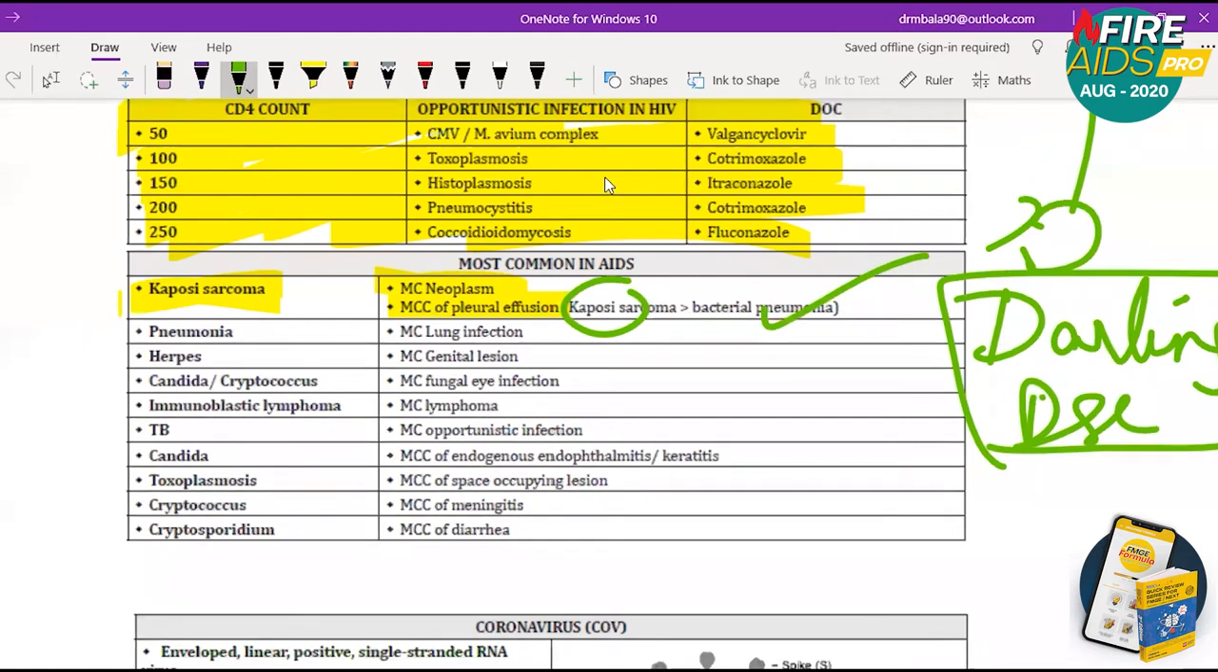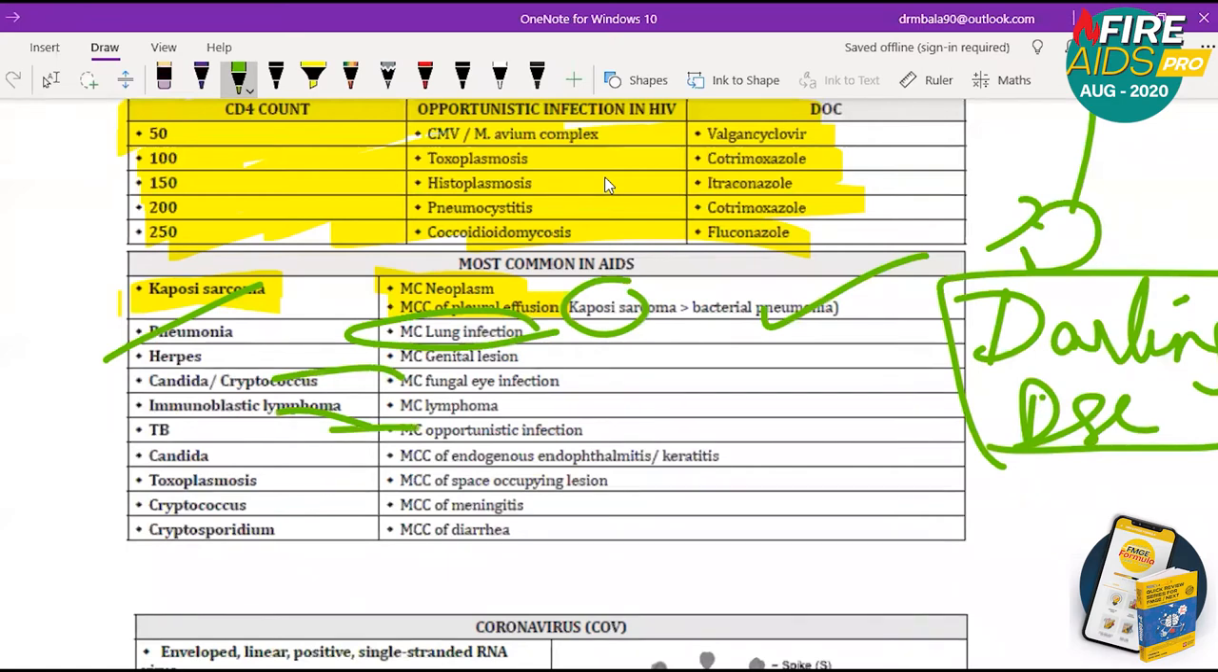You should be very clear about this. That's why I provided both these points here. Then pneumonia. The most common lung infection in AIDS patients is pneumonia. The most common genital infection is going to be herpes. Fungal infection is going to be candida or cryptococcus. Lymphoma is going to be immunoblastic lymphoma.